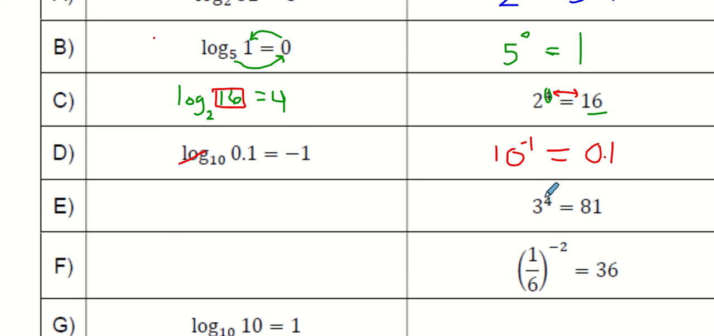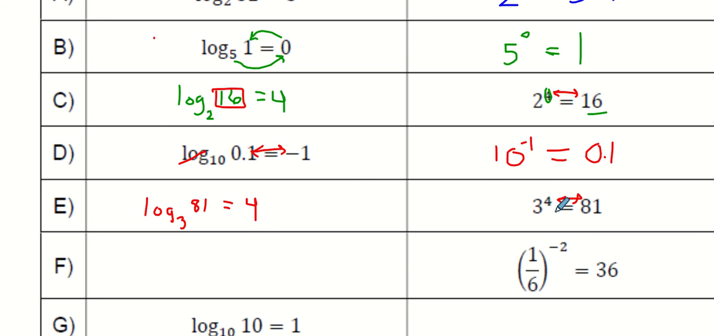Again, what we did is we just got rid of the log and then switched these two numbers. The 10 stays put and we just switch those two numbers. Whereas from here to here, I add a log and just switch the 4 and the 81. So log base 3 of 81 equals 4.